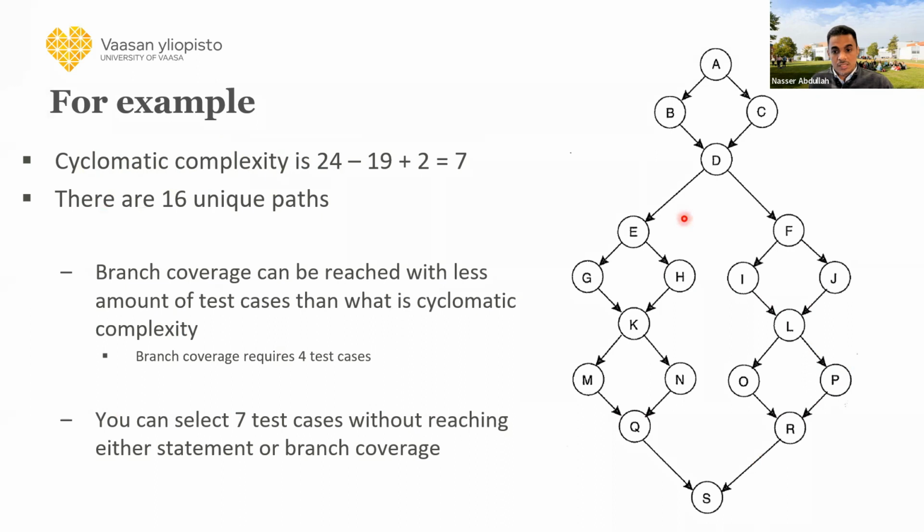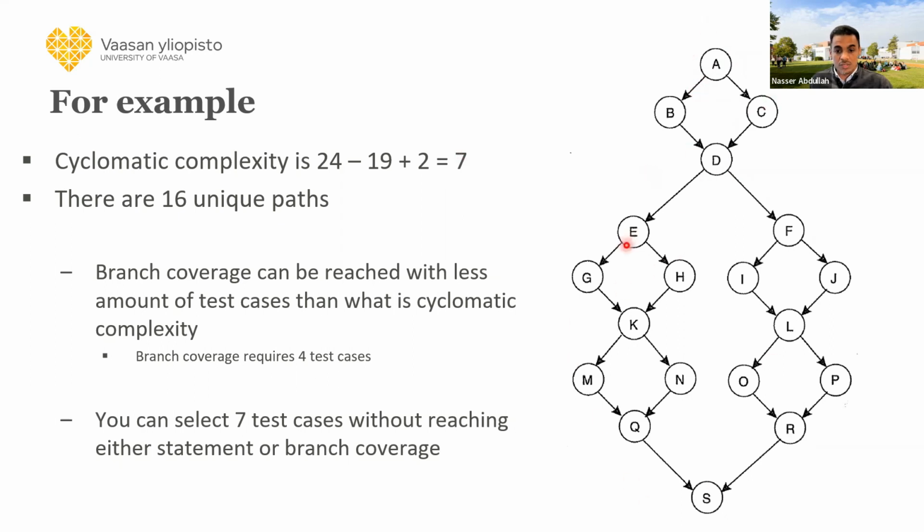So let's see another example. We already have the graph. Based on this example, the complexity here is 7. So based on our rules, we need 7 test cases to cover all these branches.